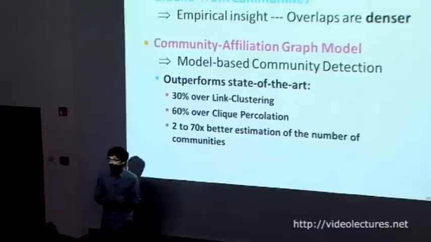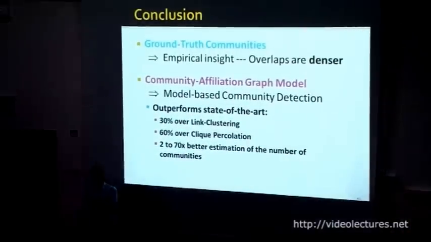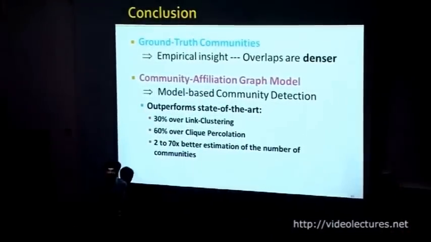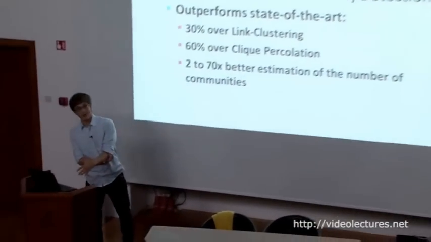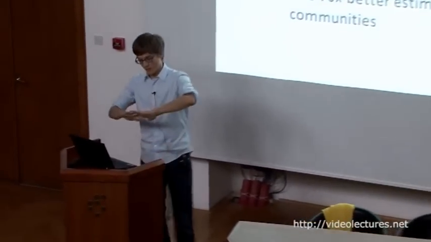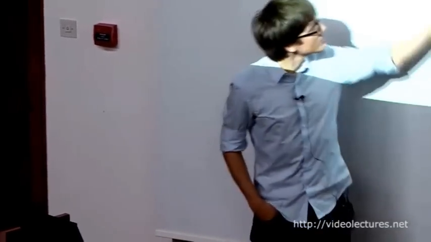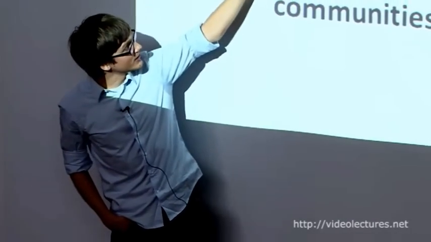And then the other thing we looked at was, OK, but what about communities and clusters in networks? So we took networks where we have ground truth labels for the clusters. The empirical observation we made was that if two clusters overlap, the probability of an edge there is higher than in the non-overlapping parts of the cluster. Based on this, we developed this bipartite model of group affiliations, and we were able to fit the model to the data to be able to detect communities. On average, we outperformed the existing methods by 30 to 60%.